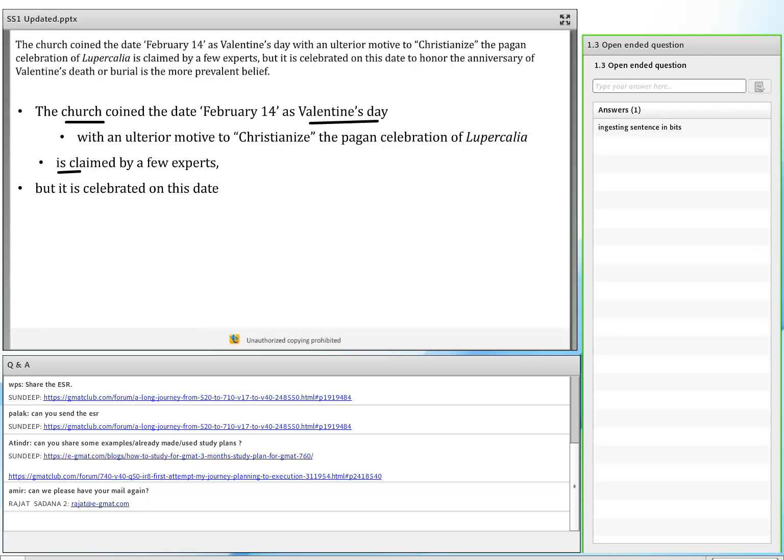Okay, but it is celebrated on this date to honor. To is a purpose word over here. The purpose of this is to honor the anniversary of Valentine's death or burial is the more prevalent belief. When you think about this, let's not worry about whether this is grammatically correct or not. Let's understand what it is that the author is trying to communicate.